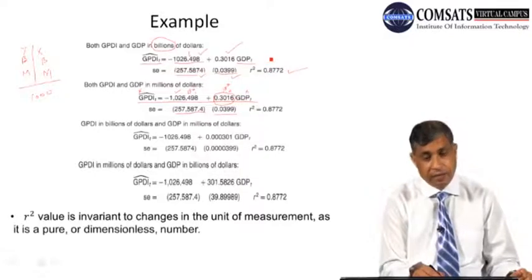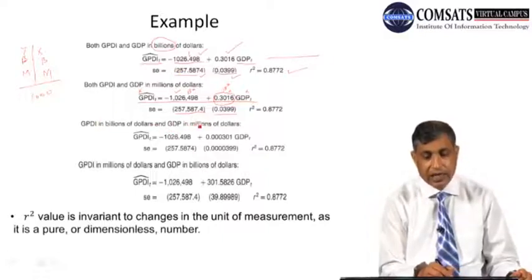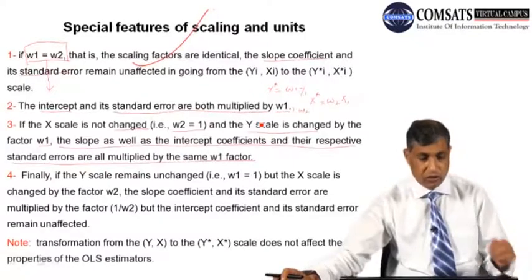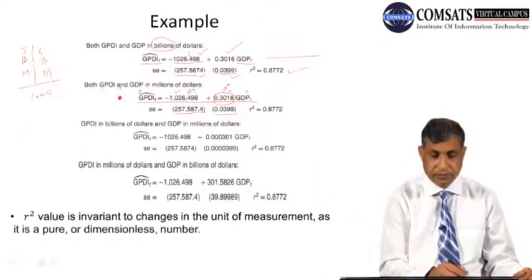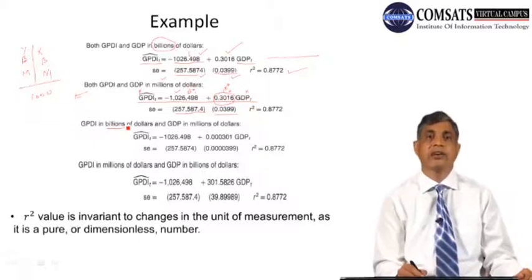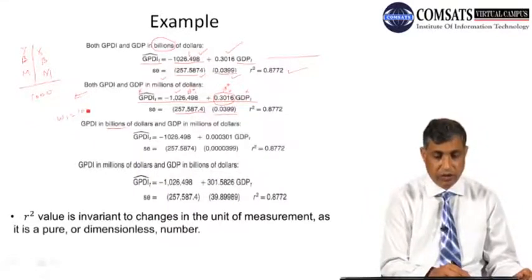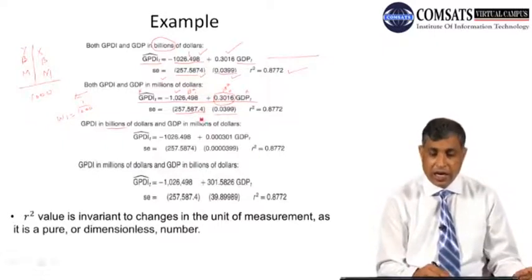Look at this. This model will remain our original model. This is original. It is in billion. Now what happened? GDP in billion dollars and GDP in million dollars. GDP has been multiplied by the scaling factor. Now you can say that the Y scale is changed by the factor W1. Now it is also in million. Both terms are in millions. You have done this, that you have divided these terms by 1000. Then it has become billion, and here W1 is equal to 1 over 1000. You have divided this, otherwise it is W1, and GDP is in million.